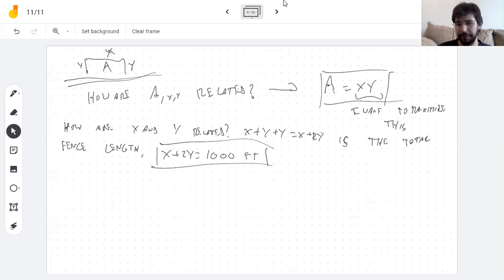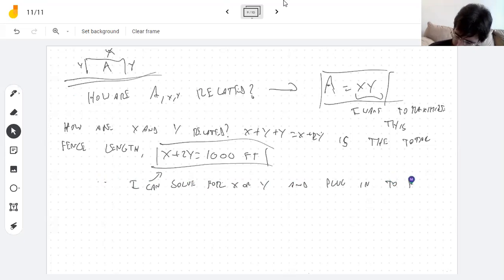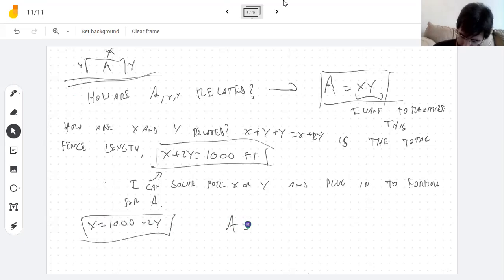If I say they're equal, that means I can solve for one in terms of the other. I can solve for x in terms of y. So here I'm going to choose whichever is easiest and then plug into the formula for A. The easiest is to solve for x. X is 1,000 minus 2y, and that means the area is 1,000 minus 2y times y, which is probably better written as 1,000y minus 2y squared.